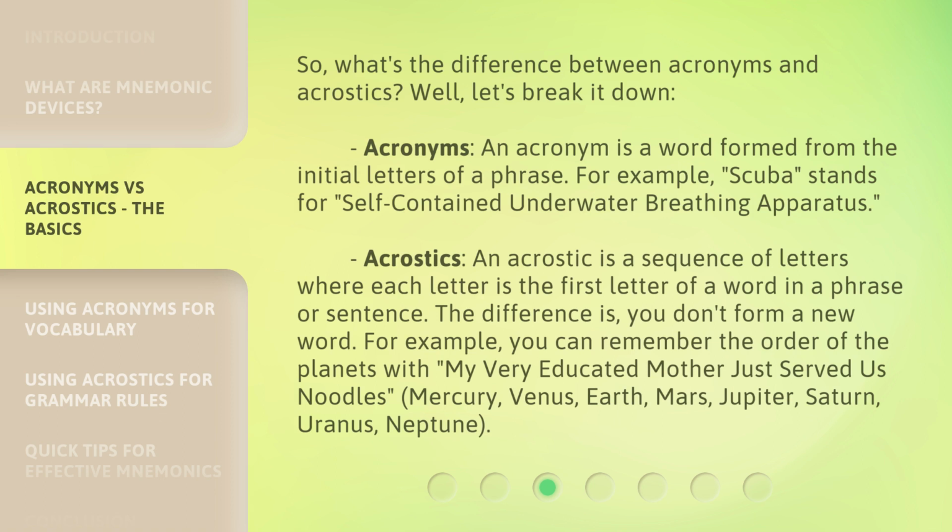Acrostics. An acrostic is a sequence of letters where each letter is the first letter of a word in a phrase or sentence. The difference is, you don't form a new word. For example, you can remember the order of the planets with "My very educated mother just served us noodles." Mercury, Venus, Earth, Mars, Jupiter, Saturn, Uranus, Neptune.